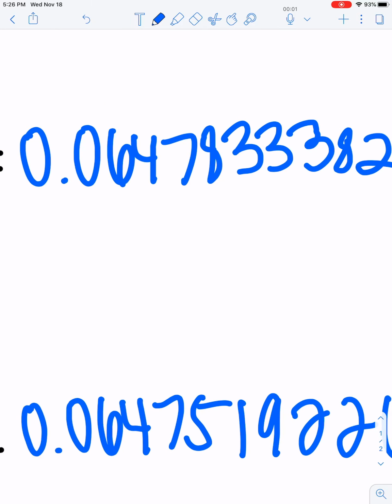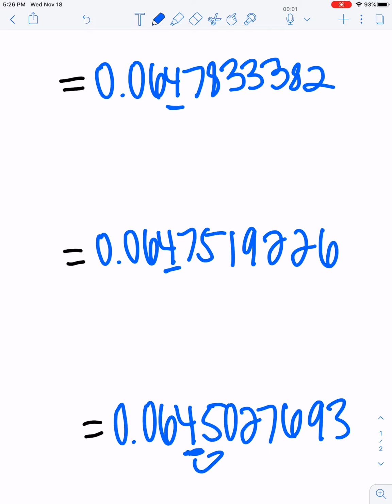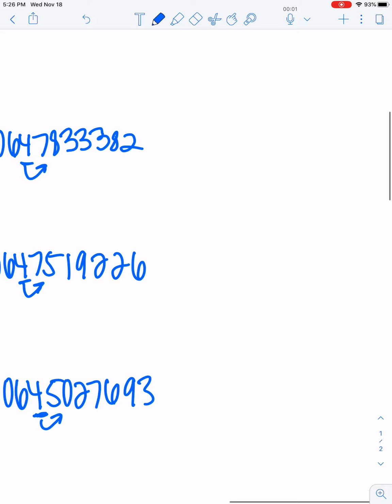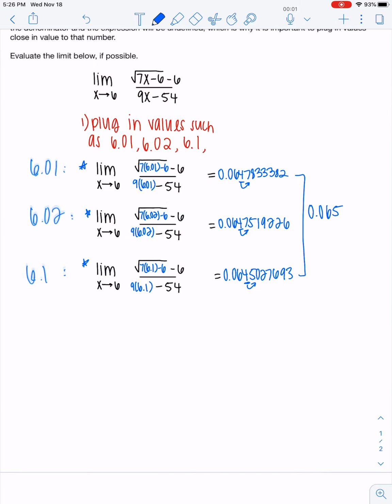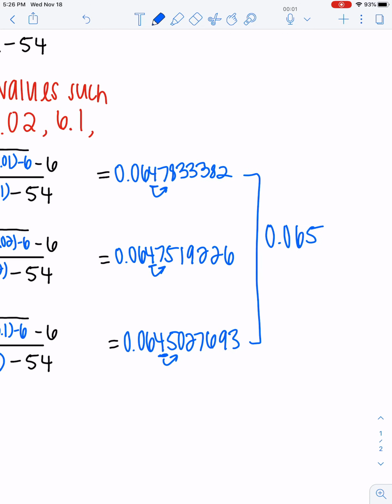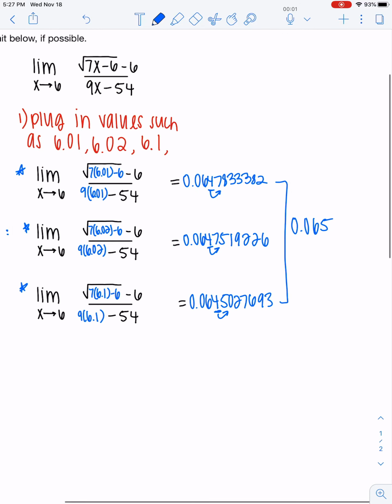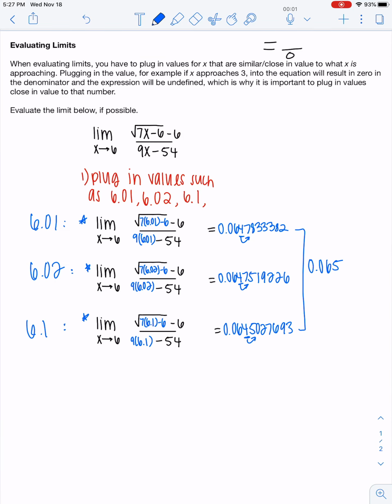If we're looking at this value here, they can all be rounded to 0.065. So we can conclude from this, since the values that we plugged in close to 6 all got the same number, that our answer is 0.065. So as x is approaching 6, our answer is 0.065.